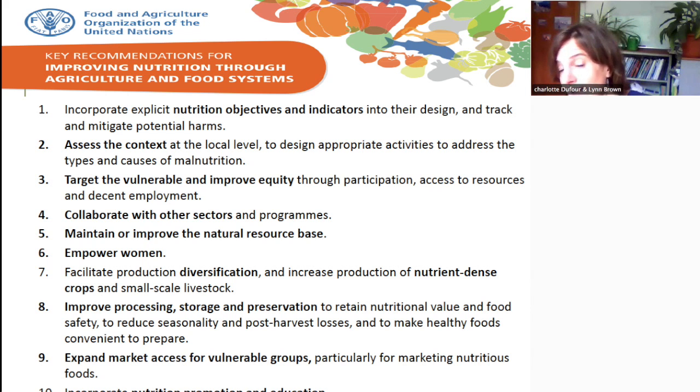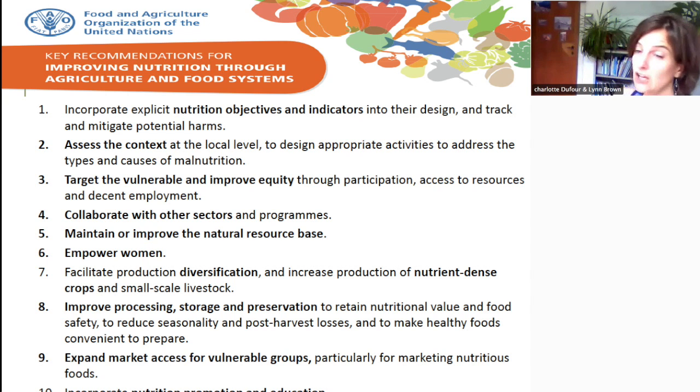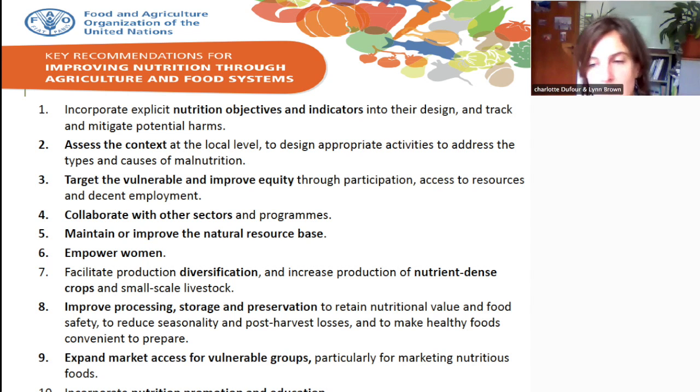And that is why a key part of it is making nutrition objectives explicit, integrating indicators, in particular diet, assessing the context to understand the causes of malnutrition and therefore design relevant interventions, target the more vulnerable, collaborate with other sectors. So these four are very much on the strategic planning type of recommendations. And then we have the content.